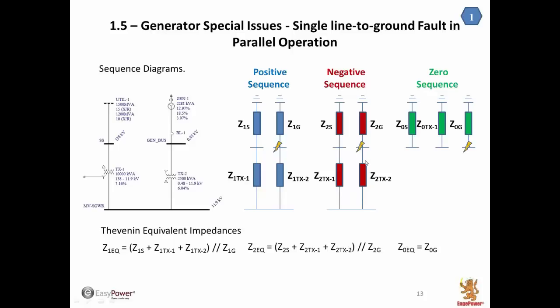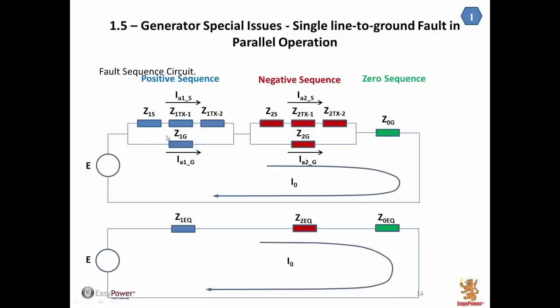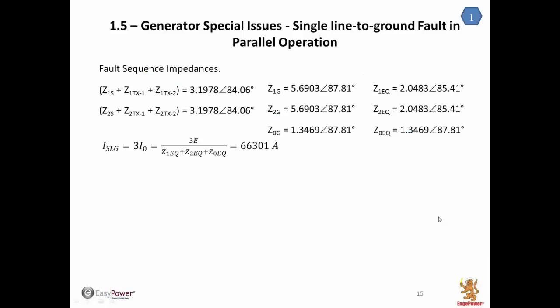Now we have to determine the Thevenin equivalent impedance at generator bus for positive, negative, and zero sequence. Doing that, we have to put all these circuits in series and determine the Thevenin equivalent impedance. Calculating this Thevenin equivalent impedance that are presented here, taking these values and moving to the equation, we are going to see that the total bus fault will be 66,301.